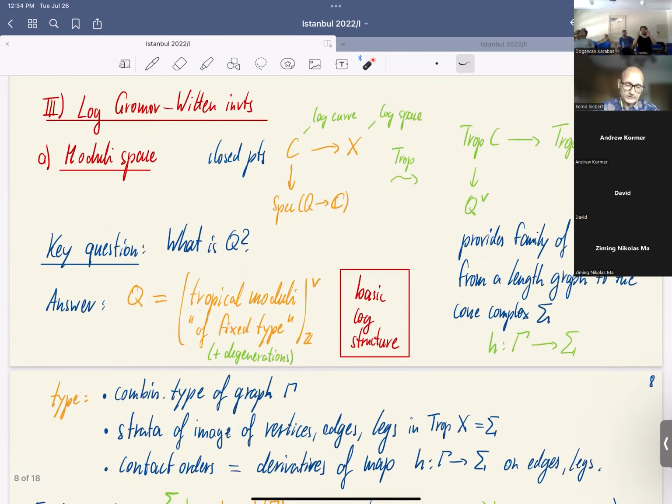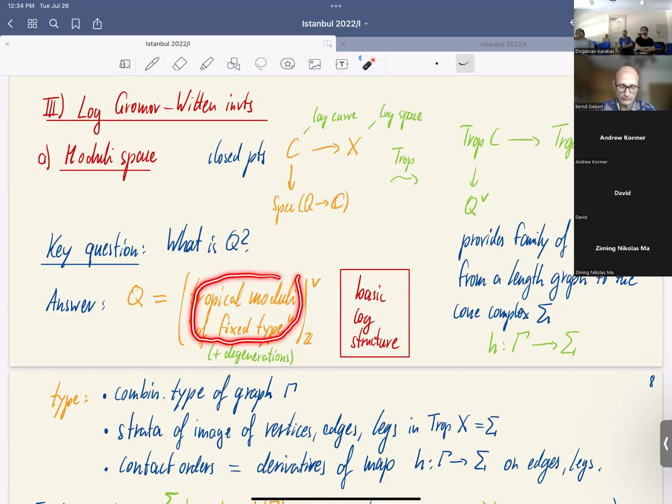Okay, so the key question here is, what is Q? Because if you don't specify Q, you do get an algebraic stack, but it has no chance to be of finite type, because you can just add on factors of N, let's say, to Q that don't do anything. And the crucial insight here is that the Q should be kind of the universal space for these diagrams.